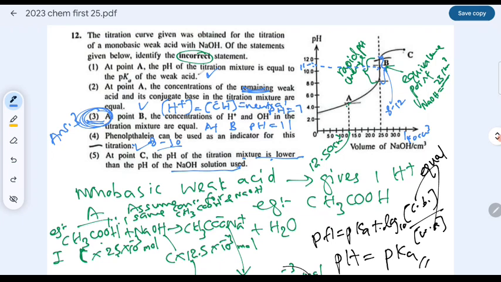So when we see this one, because the final OH minus concentration is what? Now, I'll erase this part.